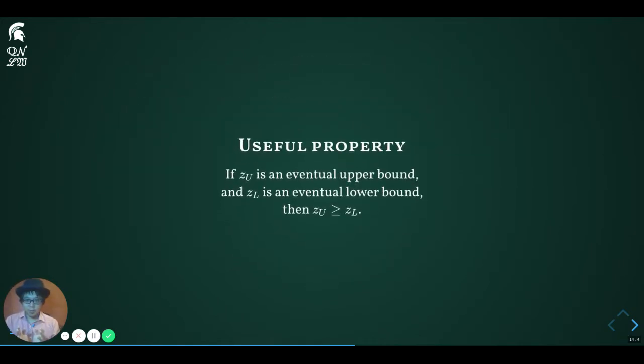Before going forward, here is a somewhat obvious statement. This property turns out to be quite useful. It says that given any sequence, any of its eventual upper bounds must be larger than or equal to any of its eventual lower bounds. To save some time, I include the short proof of this on this week's exercise sheet and will not discuss it in the video.